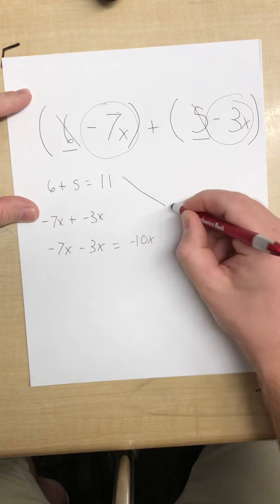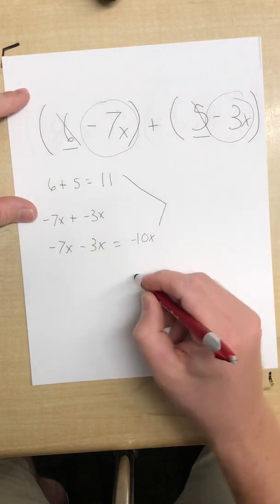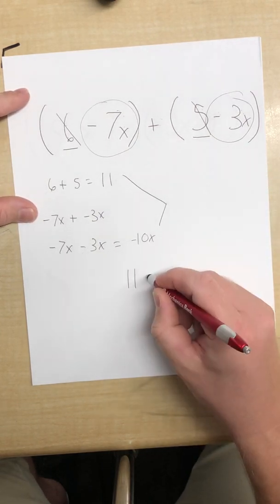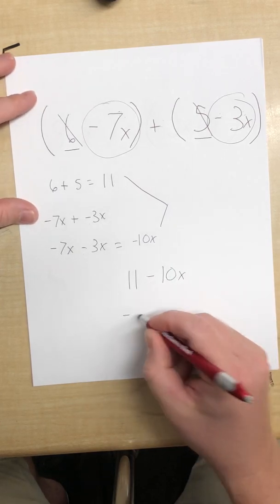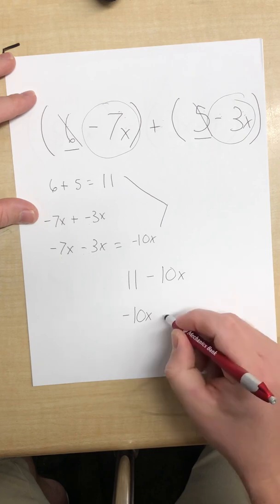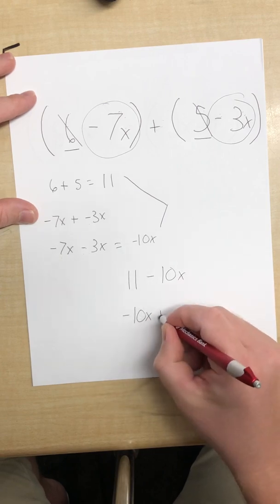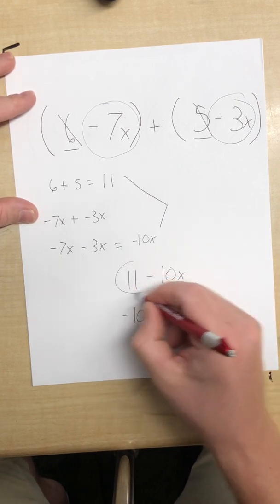Because these are not like terms, we have our final answer, 11 minus 10x. Or if you wanted to rewrite it, it's negative 10x. Well, that 11 is positive, so we have to put a plus sign. There we go. So either one is correct.